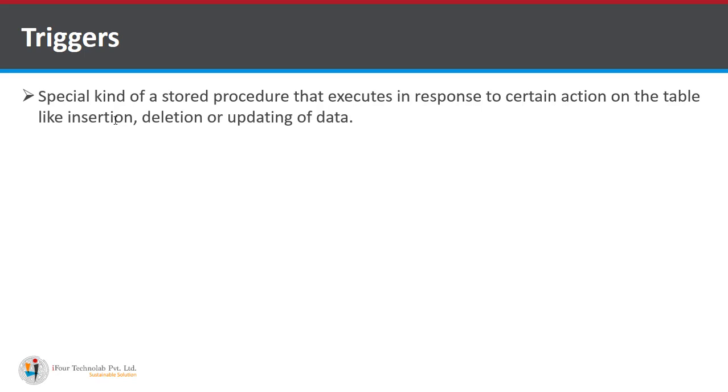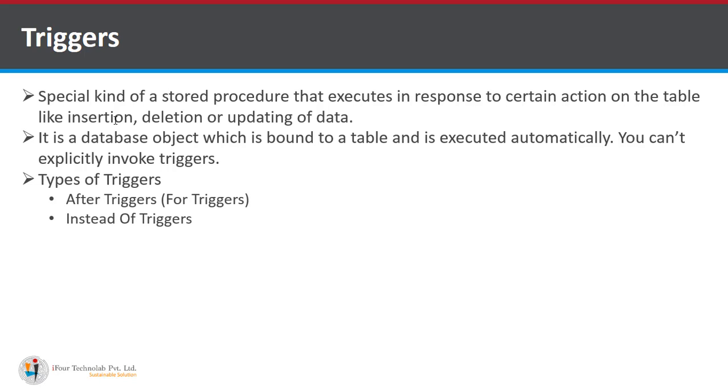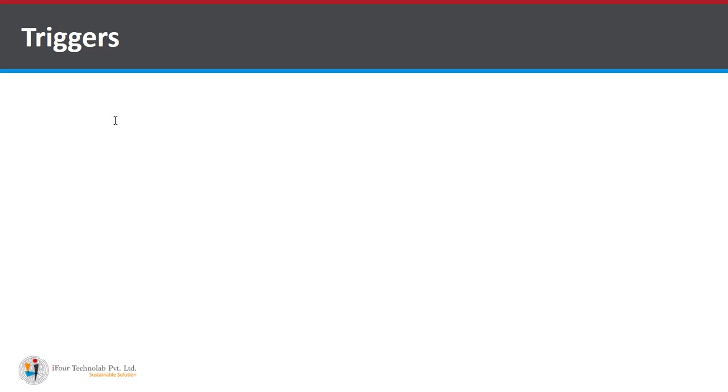A trigger is a special kind of stored procedure that executes in response to certain actions on a table, like insertion, deletion, or updating of a table. It is a database object which is bound to a table and executed automatically. You can't explicitly invoke triggers. Types of triggers are after triggers or instead of triggers.